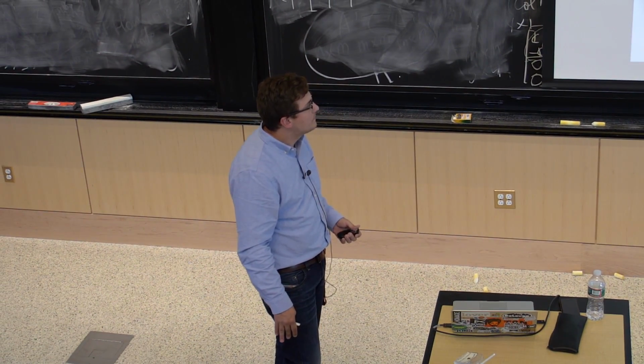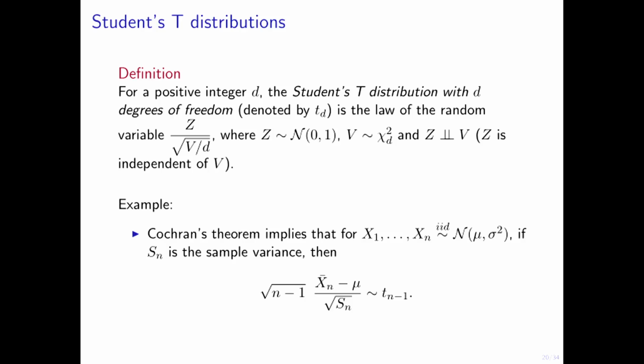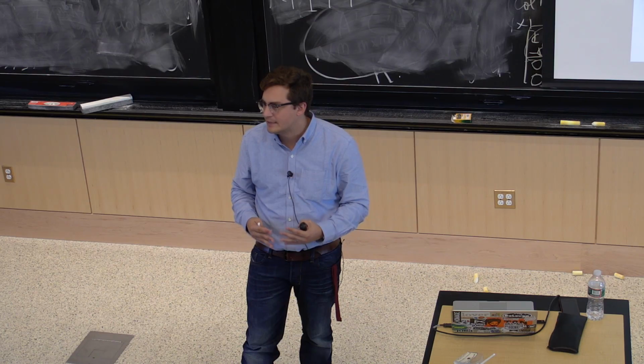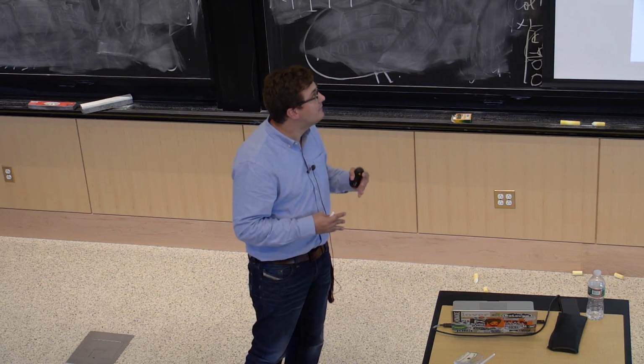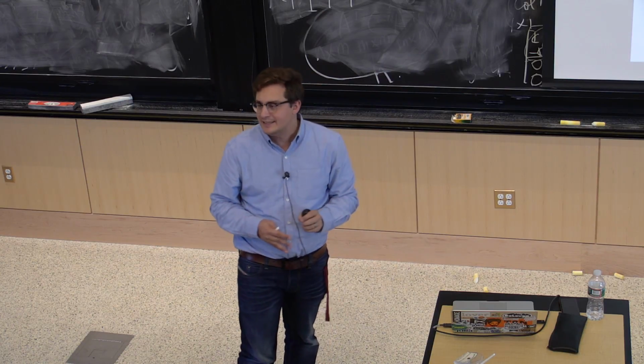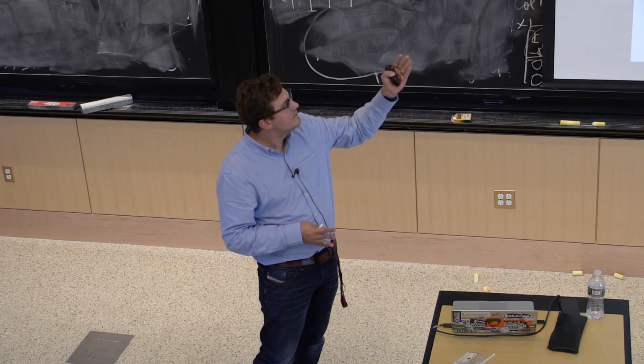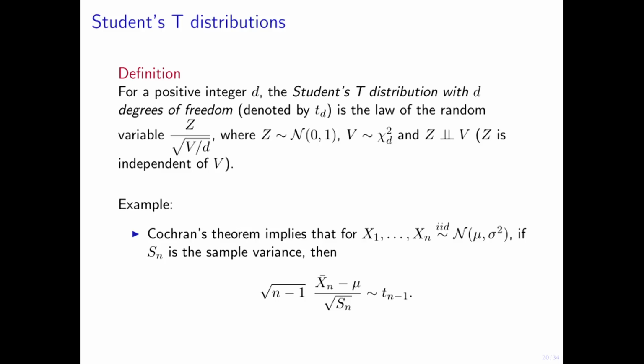Okay, so now the student distribution is one that arises where it looks very much like the Gaussian distribution, and there's a very simple reason for that, is that I take a standard Gaussian and I divide it by something. That's how I get the student. What do I divide it with? Well, I take an independent chi-square. I'm going to call it V, and I want it to be independent from Z. And I'm going to divide Z by root V over D.